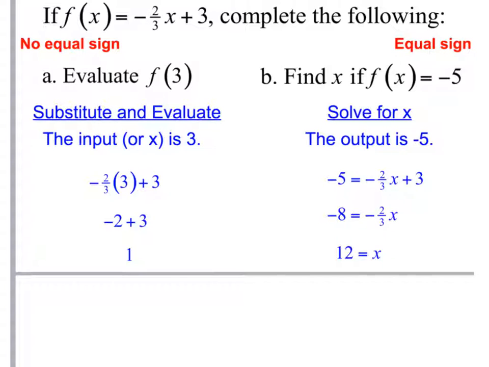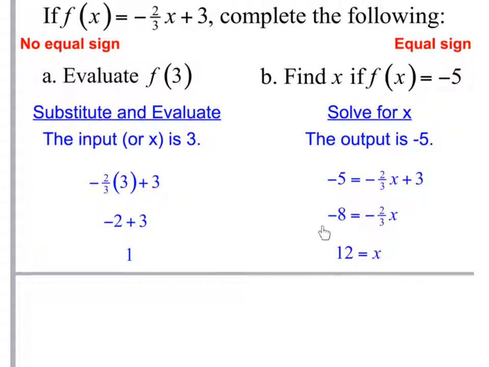We could switch up the directions and say, find x if f of x is equal to -5. So solve for x when the output is -5. So we're going to rewrite this. Instead of putting f of x is equal to -2/3 x plus 3, we're going to substitute -5 in for our y value. And then we're going to solve. -5 is equal to -2/3 x plus 3.